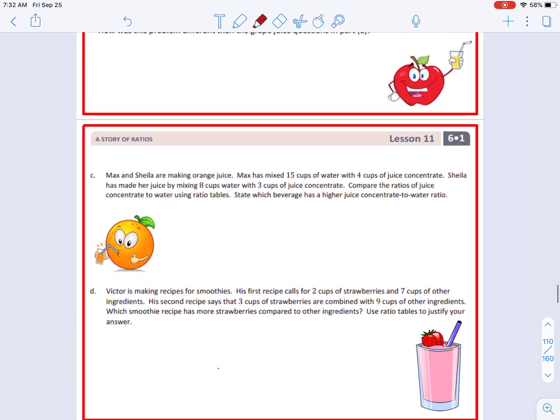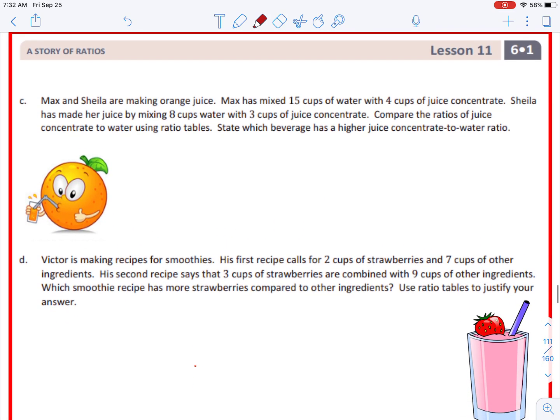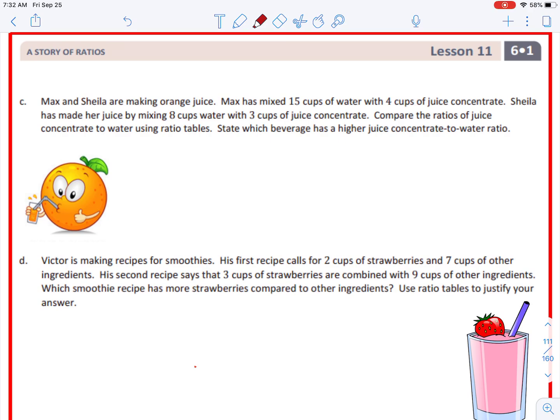Let's move on. Letter C says, Max and Sheila are making orange juice. Max has mixed 15 cups of water with 4 cups of concentrate. Sheila has made her juice by mixing 8 cups of water with 3 cups of concentrate. Compare the ratios of juice concentrate to water using ratio tables. State which beverage has a higher juice concentrate to water ratio. So, let's look at this.